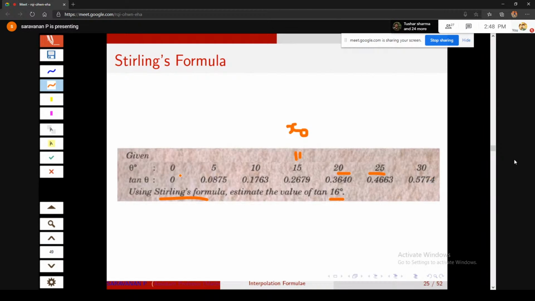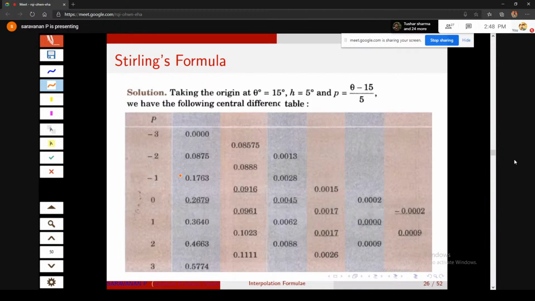Then construct the table. Actually, this portion has to be a little bit upwards. So this is 0.0015, I'm supposed to write it here. 0.0017, it has to be here. Then this has to be here. So you write it in that manner, so it will become clear.